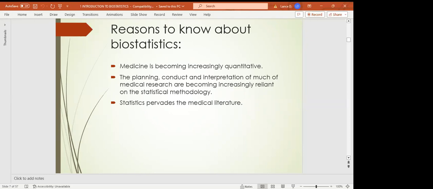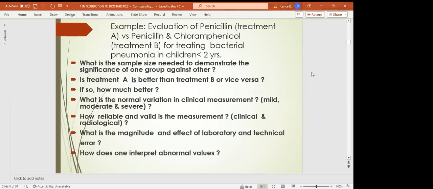So also the planning, conduct, and interpretation of medical research are becoming reliant on certain statistical methodology. What I mean is they are using certain statistical tools to analyze the data that they get. And we're going to talk briefly about that shortly. And statistics pervades the medical literature. It's very important in terms of the medical literature, and it's right throughout. If you take up a medical journal now, you'd see that statistics is very important, and they include statistics in it. So let's look at an example. Say you're doing an evaluation of penicillin, right?